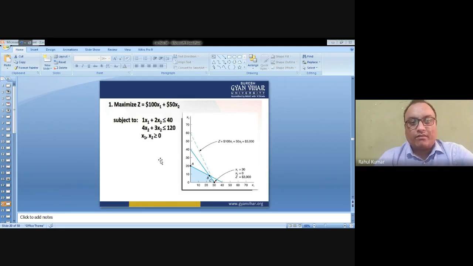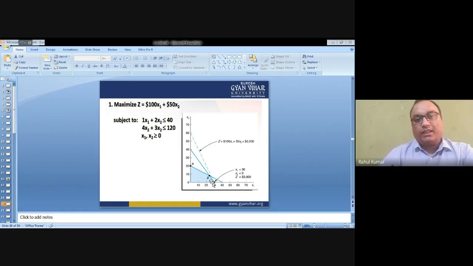So what will happen here? This is the Z function value. This dot sign shows the Z function. And these are the two types of constraints. And here the feasible region is A, B, C, 0. Right? This is the feasible region. And the optimal point for this case, here, this is the optimal point.